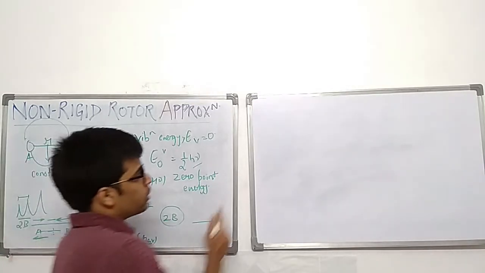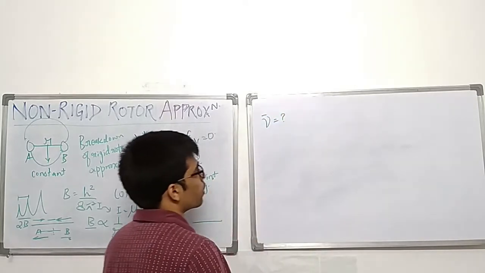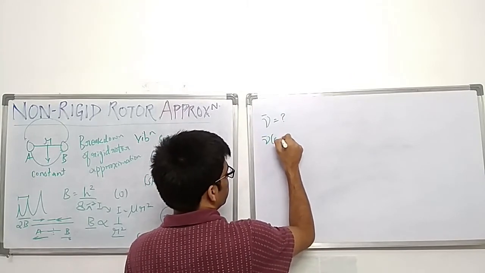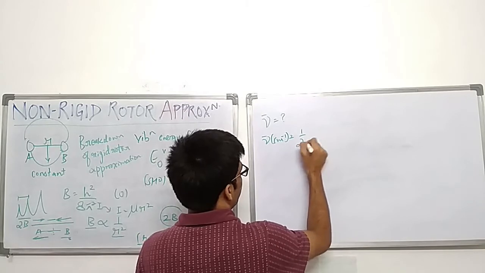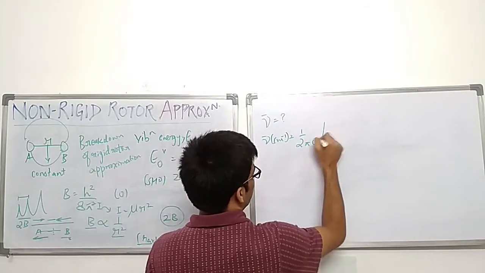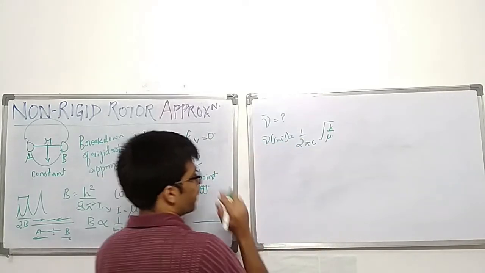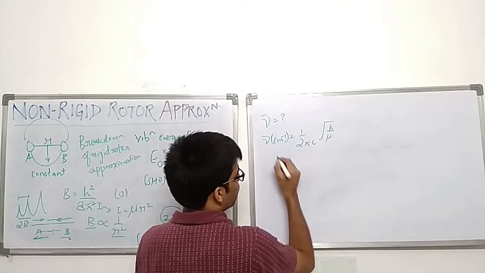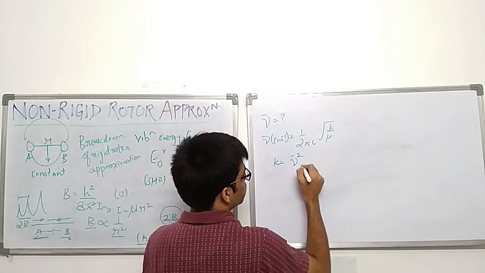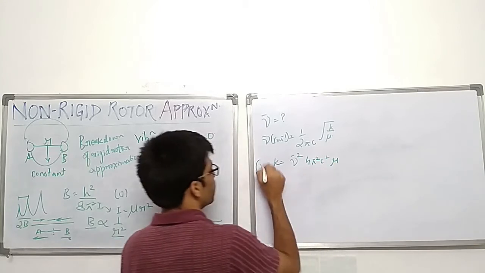Now, the frequency with which this will vibrate is equal to what? We know that the vibrational frequency, in centimeter inverse, is equal to 1 by 2 pi c times root of K by mu, if I'm not wrong. So if I have to find the force constant from here, that would be mu naught square 4 pi square c square mu. This will be important in some time.